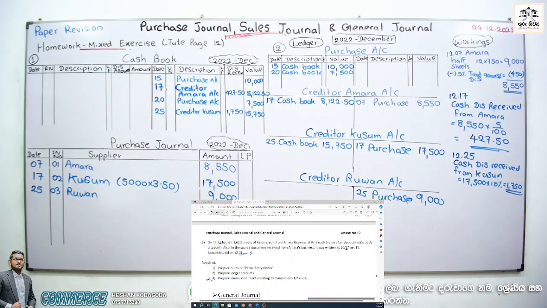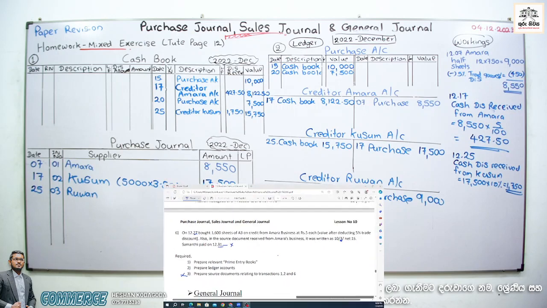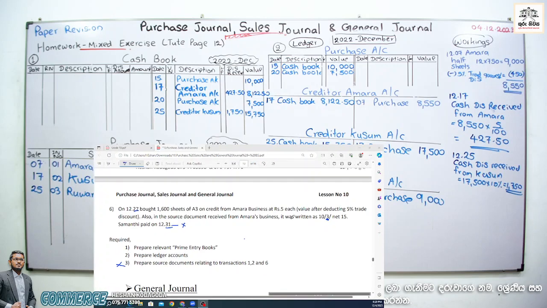We bought 1,600 sheets of A3 on credit from Amara Business, at 5 each, after deducting the 5% trade discount. Although it is not stated as credit basis, in the source document it was received from Amara Business. It was written 5/3/net 15.